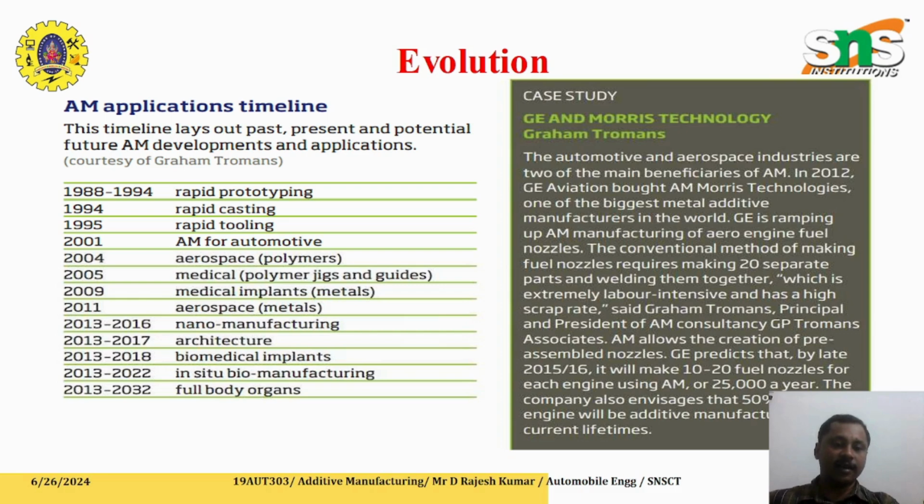And by the years 2013 to 2024, we can see the application of 3D printing has a next generation, that is they have started printing full body organs, for example heart and lungs. These kinds of organs can be printed using biomaterial and they can be replaced into the human body, so that the parts can function like the natural parts. So this is how the technology has evolved nowadays.